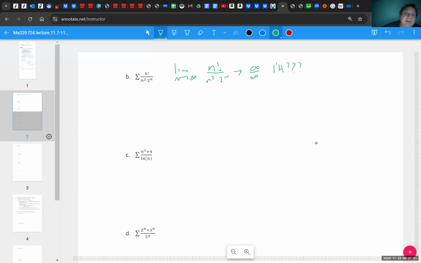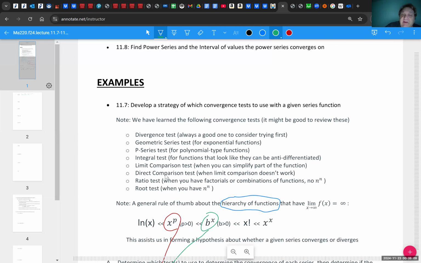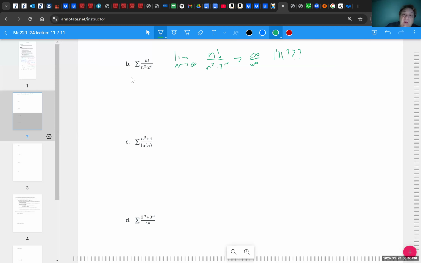All right, so going back to the tips I gave on the previous page, we have n factorial, we have n squared, we have 2 to the n. We have a factorial type thing, a polynomial type thing, and an exponential type thing. So what do we do here? Well, it says down here, when you have factorials or combinations of functions, but no n to the n, that's a great time to consider using the ratio test. And in fact, that's what we have. We have a combination of the factorial, polynomial, and an exponential, and we do not have n to the n anywhere around here. So this is a great time to try the ratio test.